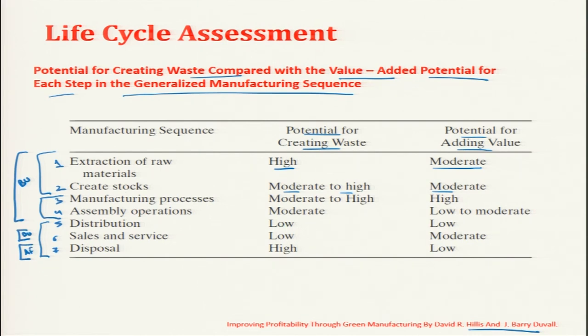Now, you can see in assembly operations there is a moderate waste, but low to moderate value is added. In distribution, the waste is low and the potential value added is also low. In disposal, the waste is very high and the potential value added is low in the product. So, this is the generalized manufacturing sequence and the potential of the creation of waste and adding value, which are compared.